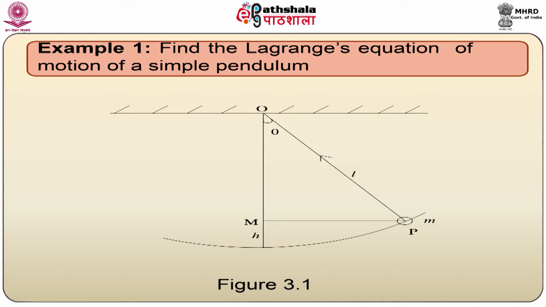Theta is the angular displacement of the bob at this position from its vertical position. The height of the bob from the horizontal is h. This is the h. Here Pm is drawn perpendicular to the vertical position of the simple pendulum.